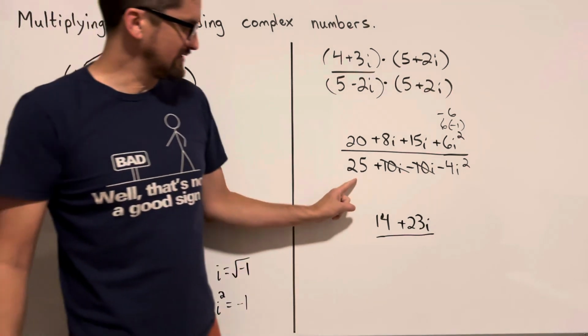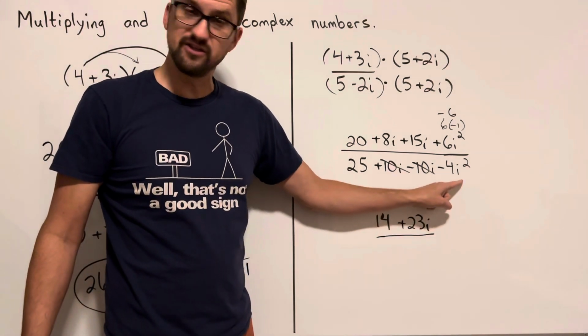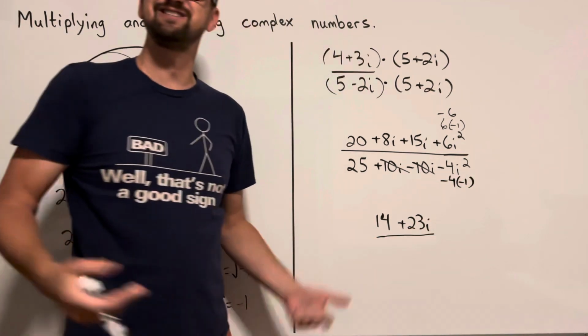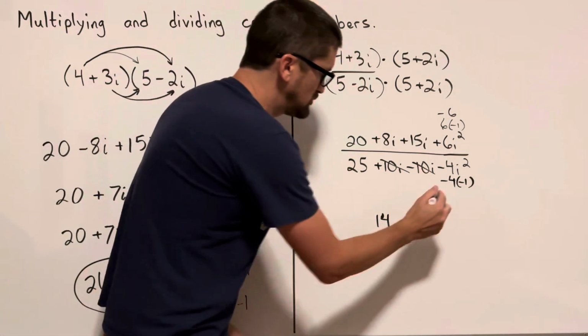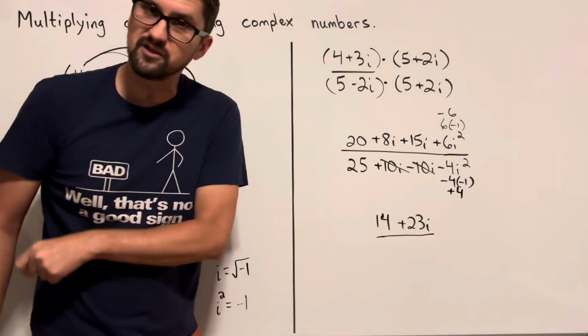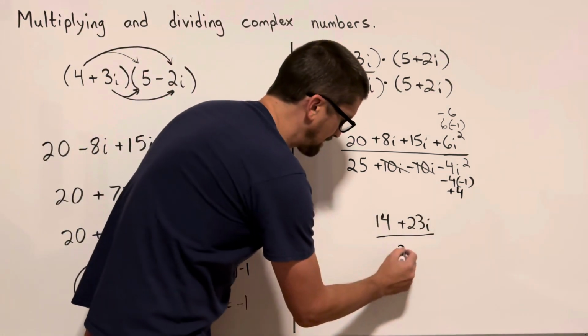Now on the bottom here, we got 25 minus 4i squared. This i squared is again negative 1. So we have minus 4 times negative 1, which, double negative, turns into a plus 4. So on the bottom, we really have 25 plus 4, which is 29.